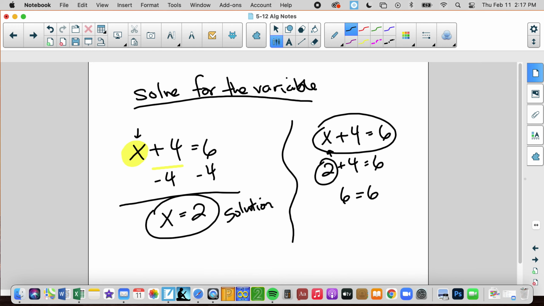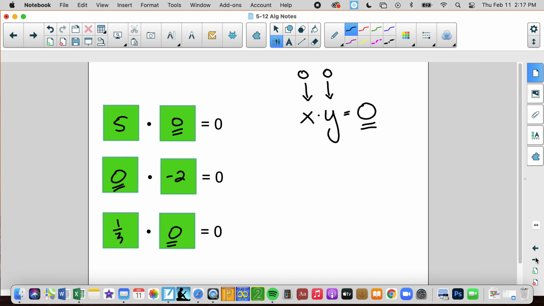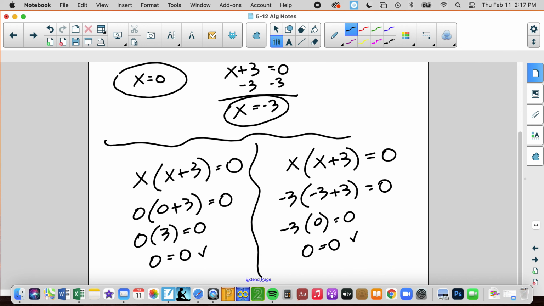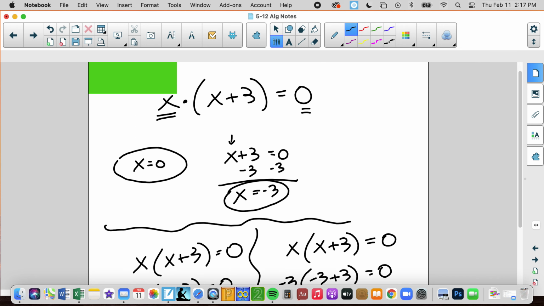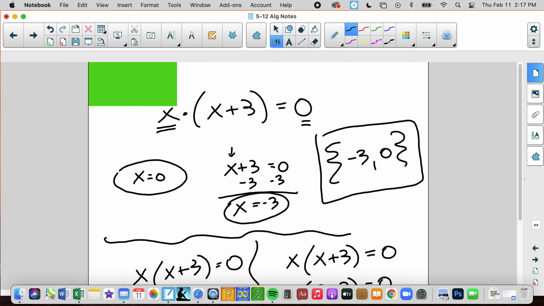When I plugged it back in, it made the left side equal the right side. So when we have this, here's my problem, right? When we have that, so these are my solutions. The way that we notate our solutions, so our solution is x equals 0 and x equals -3. So we write these little squiggly brackets, that's a solution set, and we write our two solutions in numerical order. So that's what you would write as your solution to this equation.